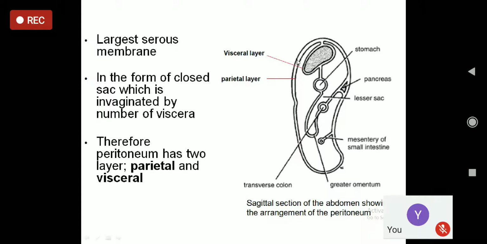So here we can see the parietal layer, which lines the abdominal cavity, the outer lining of the peritoneal cavity. And here we can see the visceral layer, which surrounds the viscera or the abdominal organs. The layer which is intimately adherent to the abdominal organ is the visceral layer, and the outer layer or the lining of the abdominal wall is the parietal layer. Within these two layers, we can see a potential space. That space is known as the peritoneal cavity. So this is the visceral layer around the viscera of the abdomen, and this is the parietal layer or the outer layer.